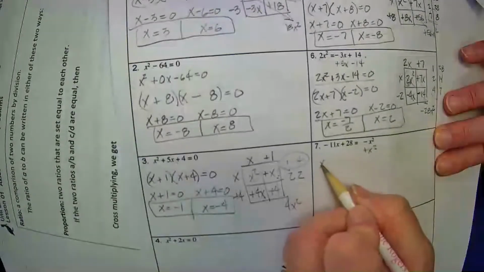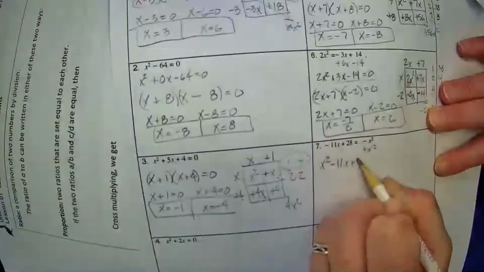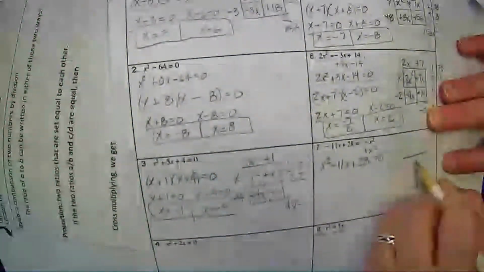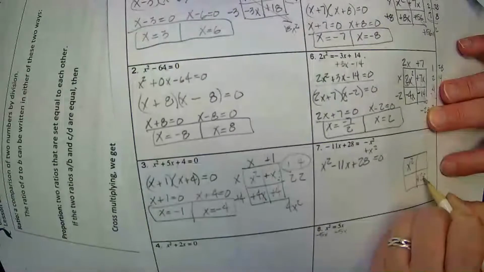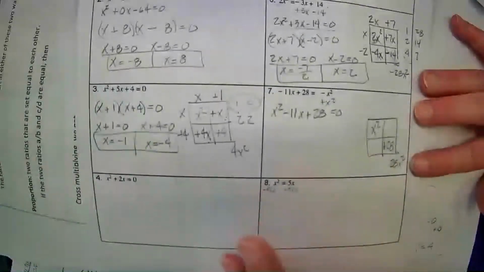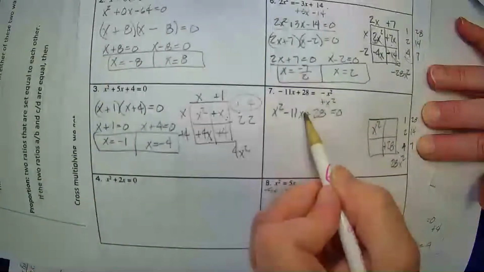Okay, here we had to move the x squared over. We go to the box. So we've got 28x squared. One and 28, 2 and 14. Okay, we have to add to get to a -11. So yes, in this case, we've got a -7x and a -4x.